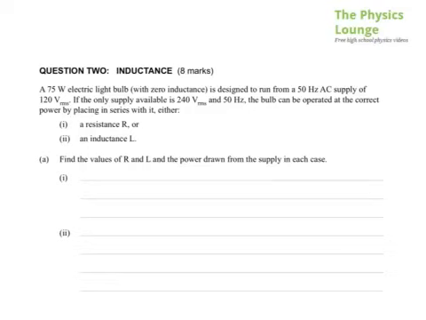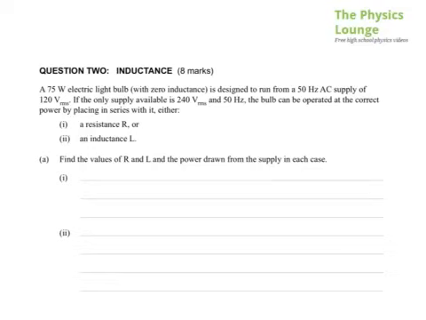Anyway, that's a sidetrack. It's designed to run from a 50 Hz AC supply, 120 volts RMS. If the only supply available is 240 volts RMS, 50 Hz, the bulb can be operated at correct power by placing it in series with a resistance or an inductance. Find the values of R and L and the power drawn from the supply in each case.